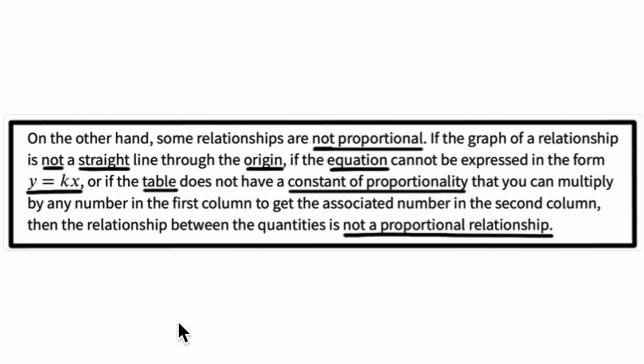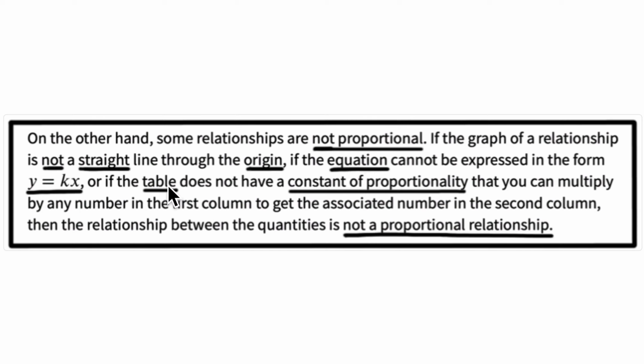Now, on the other hand, if it's not a proportional relationship, then the line of the graph is not going to be straight. It's not going to go through the origin. It might not go through the origin. It can't be both of these. It can't be both straight and go through the origin. So it might not be straight. It might not go through the origin. It might be straight and not go through the origin.